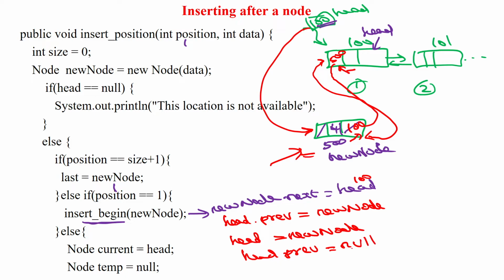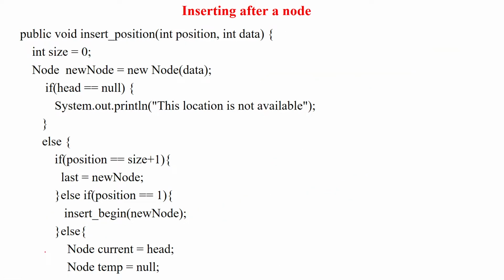So these four lines of code should be written here. Otherwise, if my list has many nodes, then I want to insert at position number 3.